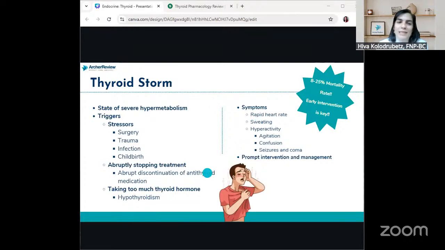Oftentimes, I will see this in my patients who have hyperthyroidism and they're on antithyroid medications and they've discontinued it abruptly because I don't know why. For some reason, I'm sure there's some study out there about why hyperthyroid patients do this, but I think they just get really tired of taking that medicine and they stop it abruptly thinking they feel fine, and then they get into this hyperadrenergic state. So typically I'll see it with that. You can also maybe see it with too much thyroid hormone.